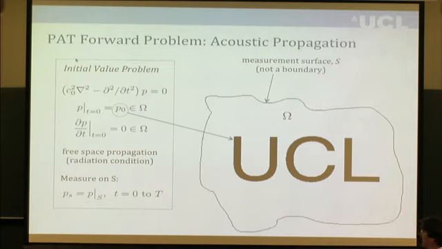So here's our initial value problem that we're solving, and we've got some initial pressure distribution, and we've got some measurement surface. We have to remember that in most reconstruction algorithms, it's assumed that this is not a boundary. This is just a place on which you measure. The waves travel through it.